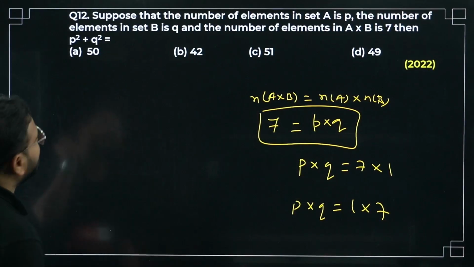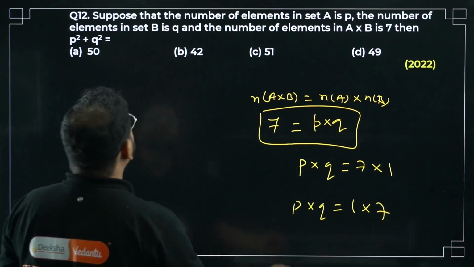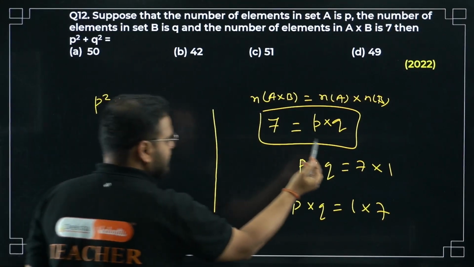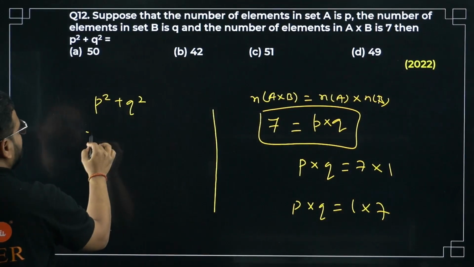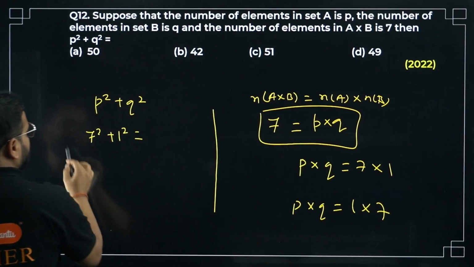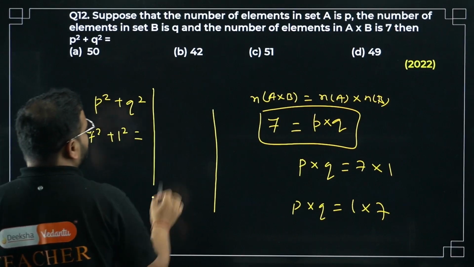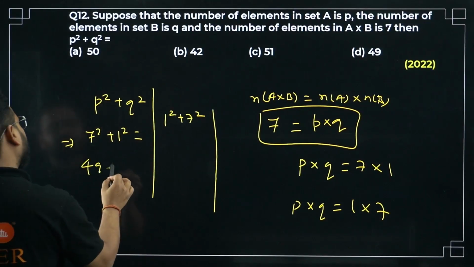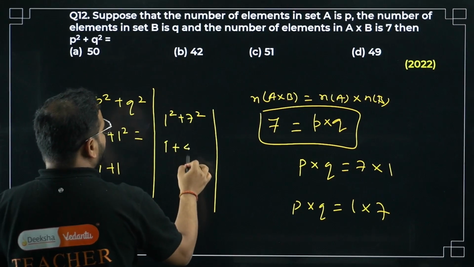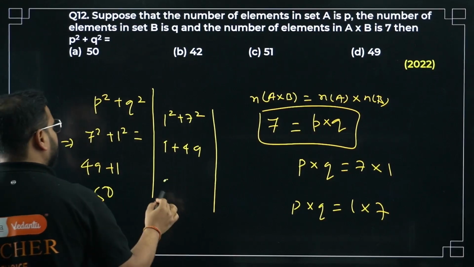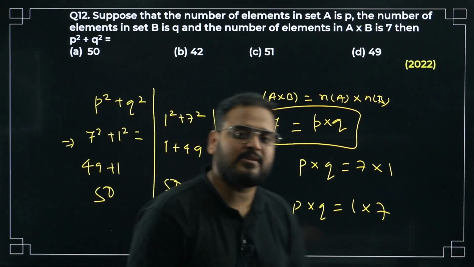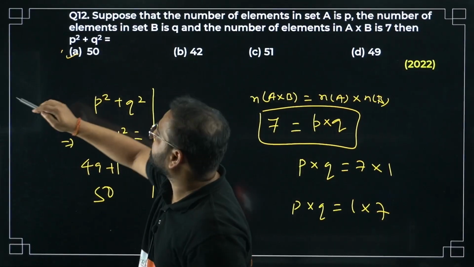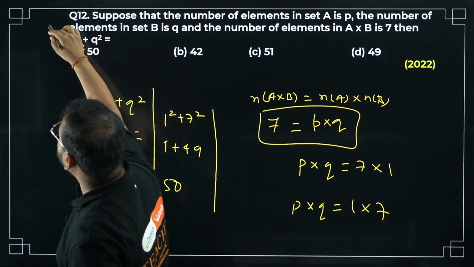Have they given a condition on P and Q, which is greater? They have not given that. Okay, what are they asking? P square plus Q square. If I take the first condition, P is 7, Q is 1, it becomes 7 square plus 1 square. If I take the second condition, it will become 1 square plus 7 square. Same thing, no? What is that going to be? 49 plus 1, here 1 plus 49. How much is that? Simply 50. Whether P is 7 or Q is 7, the answer for P square plus Q square will come as 50 only.